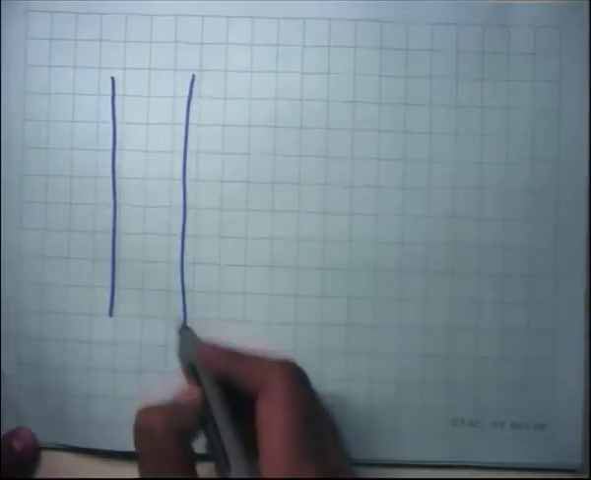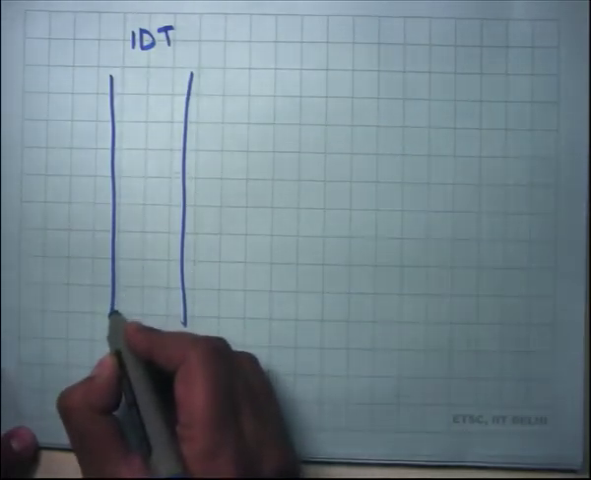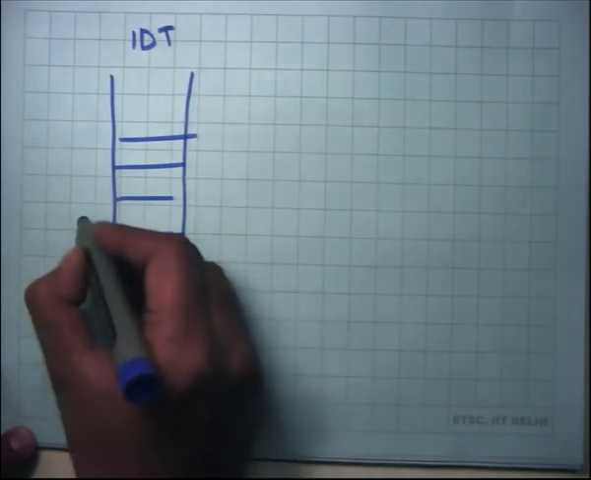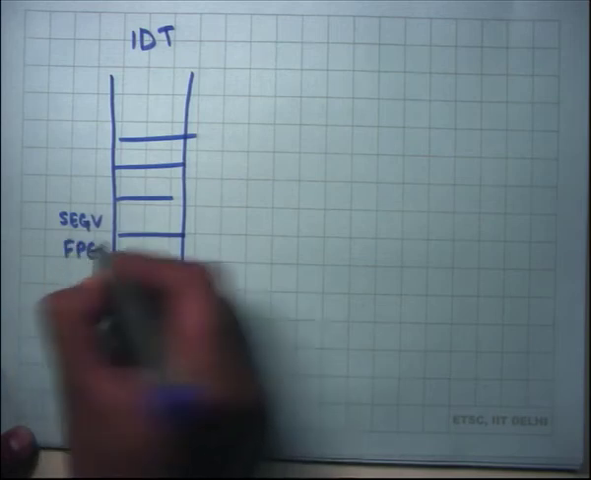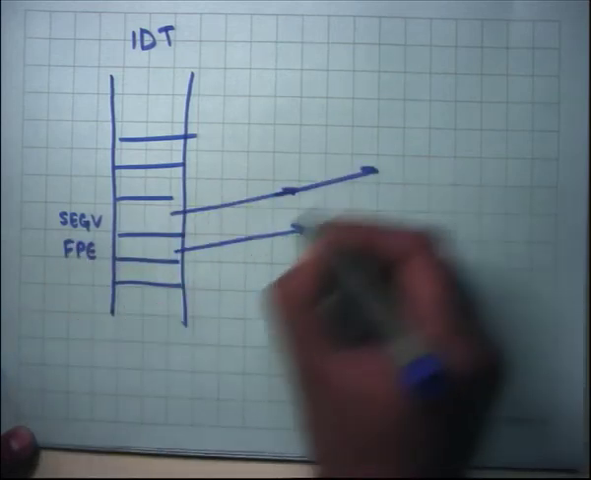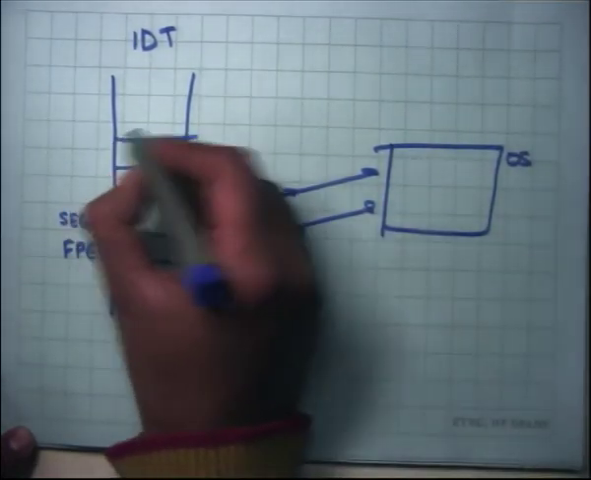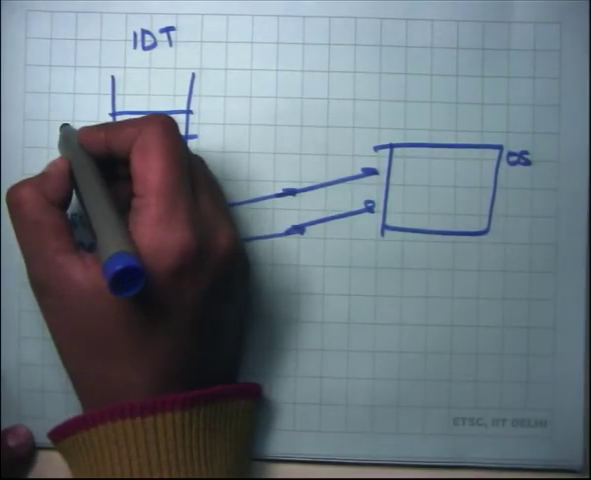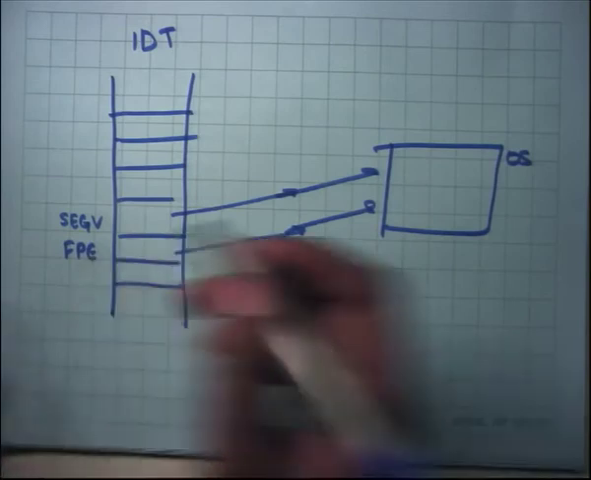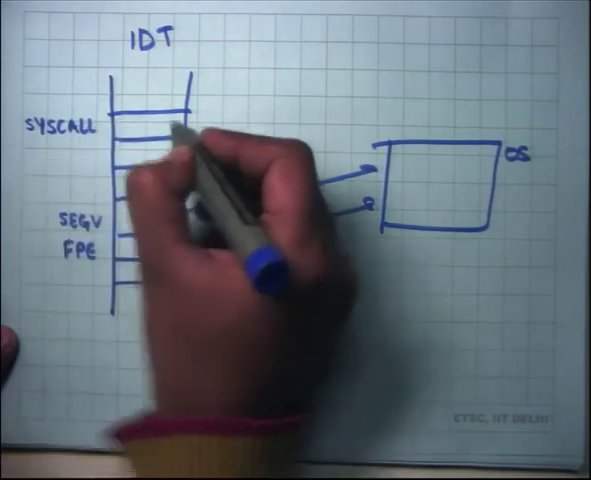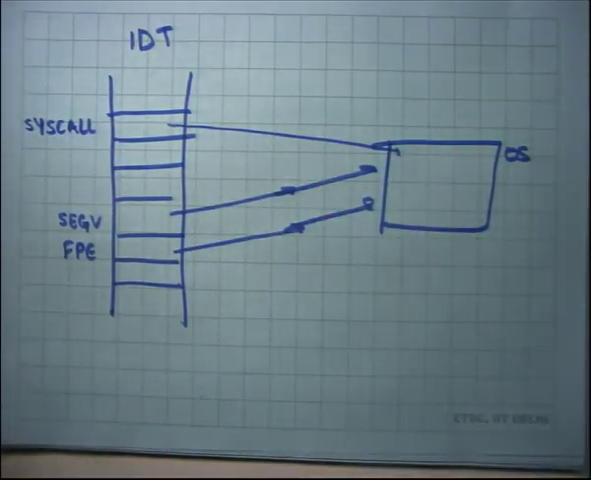Let's say this is the interrupt descriptor table, and here are all these entries. Let's say some of these entries are pointing to, let's say this is for the segmentation fault, and let's say this is for the floating point exception, and they are pointing to appropriate handlers in the OS space. And then there is this special number which the operating system can define as a system call number. So let's say this is the syscall number, which will also point into the OS address space.